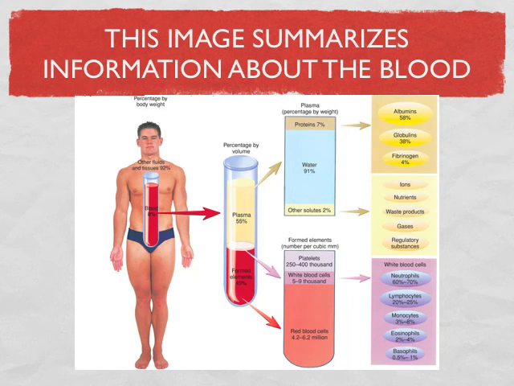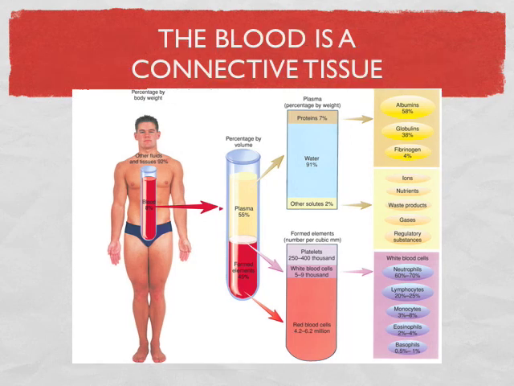As you may remember, the blood is a connective tissue. That means that it's mostly matrix. And the blood does have a matrix. It's called the plasma. Notice that the plasma is 55% of the blood. So there's more plasma than there are cellular components here. Cellular components are called formed elements and make up only about 45% of the blood.